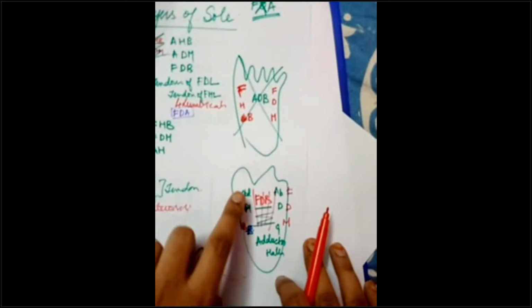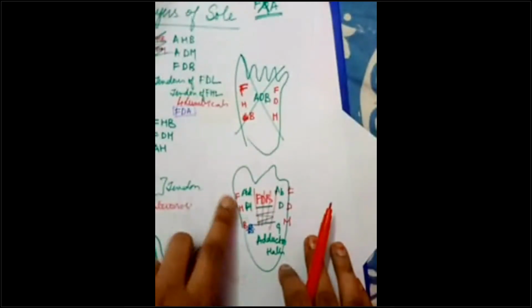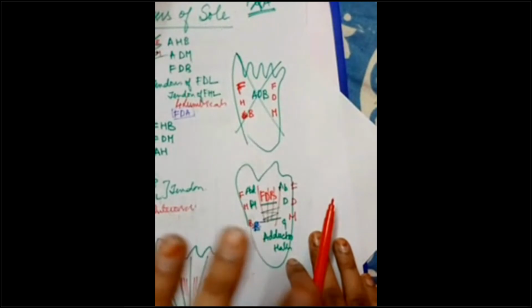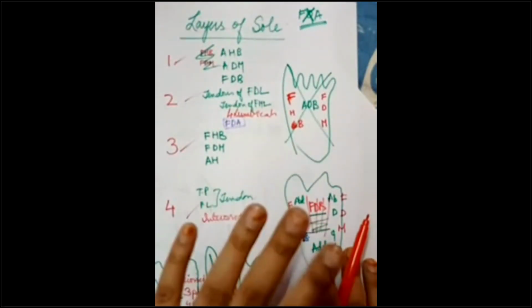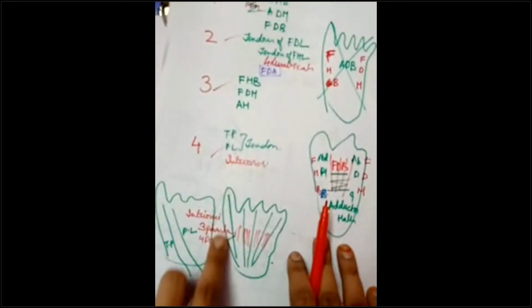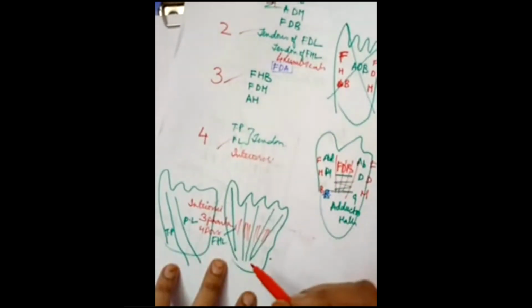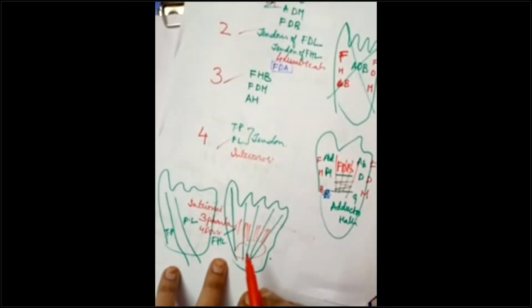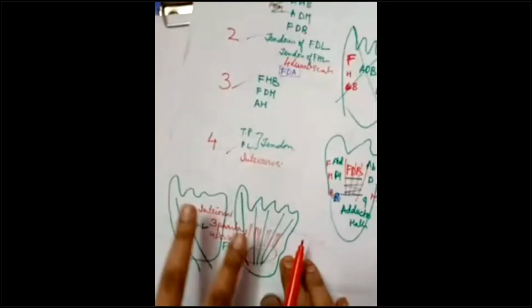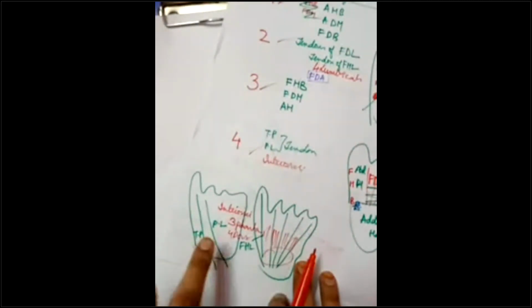So where were we? In the first layer, the story of abductors is done. Third layer, the same story: flexor hallucis brevis, flexor digiti minimi. Space will be filled by adductor hallucis. Now the second layer: all tendons of flexor digitorum longus, then for the hallucis, flexor hallucis longus. In between them, lumbricals and one more muscle, flexor digitorum accessorius. Fourth layer, same story: two tendons, peroneus longus and tibialis posterior, and all the small muscles, plantar interossei and dorsal interossei. Done. Layers of the sole done.